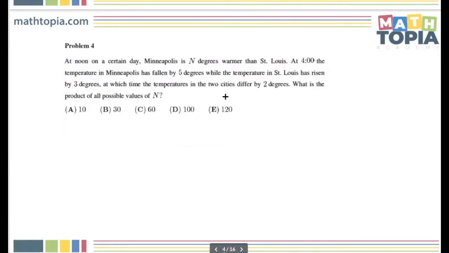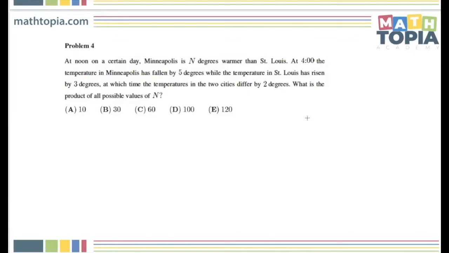Problem number 4. At noon on a certain day, Minneapolis is n degrees warmer than St. Louis. Then at 4 o'clock, the temperature in Minneapolis has fallen by 5 degrees, while the temperature in St. Louis has risen by 3 degrees, at which time the temperatures in the two cities differ by 2 degrees. So what is the product of all possible values of n?